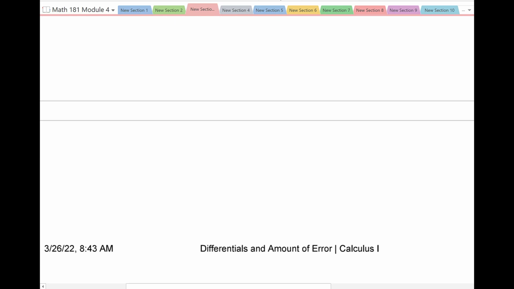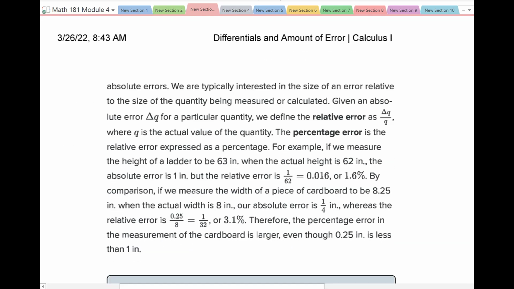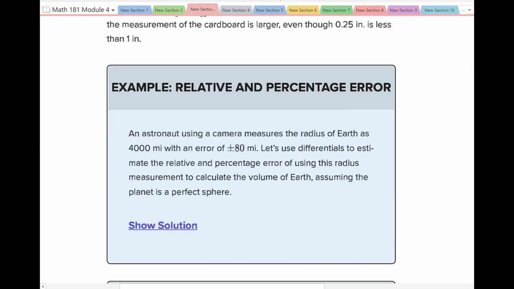Okay, moving on here a little bit. We've got a couple more problems to look at. So we can talk about relative error, and that's going to be our delta Q over Q. And we can talk about our percentage error as well. It's a relative error expressed as a percentage. So let's look at a situation with this.